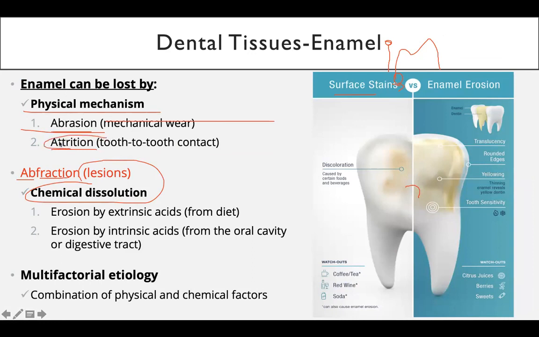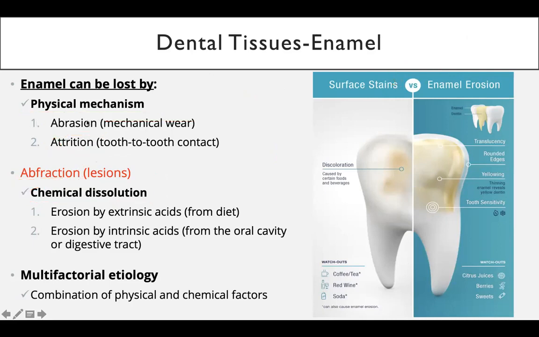Attrition is the T and T, right? Attrition has two T's. So tooth to tooth. So attrition has tooth to tooth contact, mostly seen in child behavior, abnormal behaviors. And then abrasion is another. So we have abrasion, mechanical wear, attrition, tooth to tooth contact, and then we have abfraction by chemical erosions. Perfect.